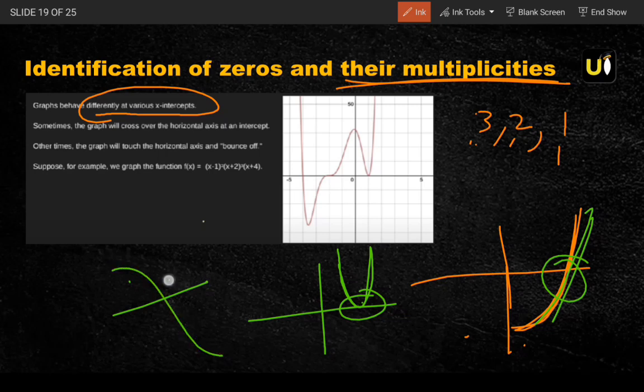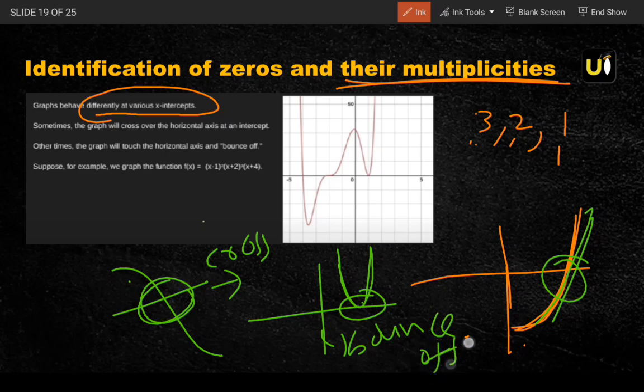If this is passing like this, that means it is crossing. This is crossing, and this is bouncing off. It will touch, but it will not cut the x-axis. So how do we determine whether the graph will cut the x-axis or whether the graph will bounce at that x-intercept? That can be determined by finding the multiplicities.